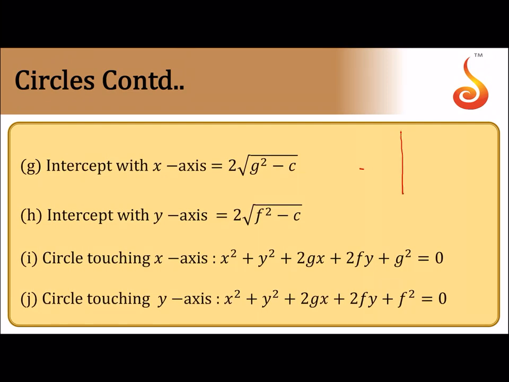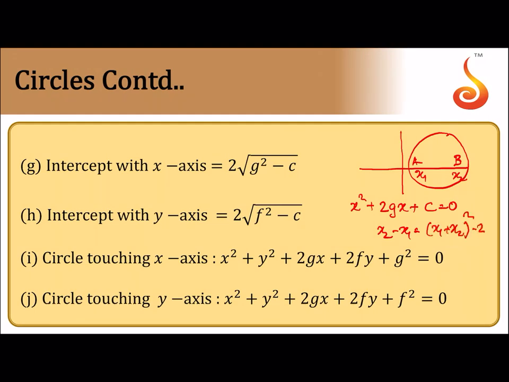Next one. Intercept on x-axis, length of intercept. Suppose this circle is given to you. This is called the x-intercept, A and B. In this case y is 0. So we get x square plus 2gx plus c equal to 0. This is x1 and this is x2. So x2 minus x1 equals under root of x1 plus x2 whole square minus 4x1 x2. So we get 2 under root of g square minus c. This is the intercept on the x-axis, AB.